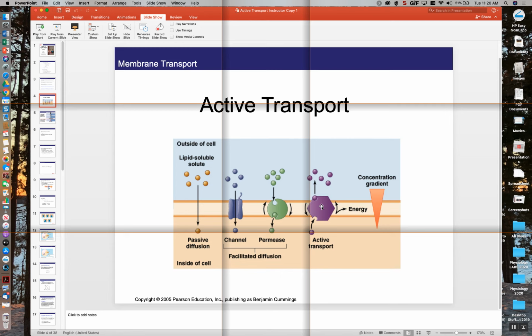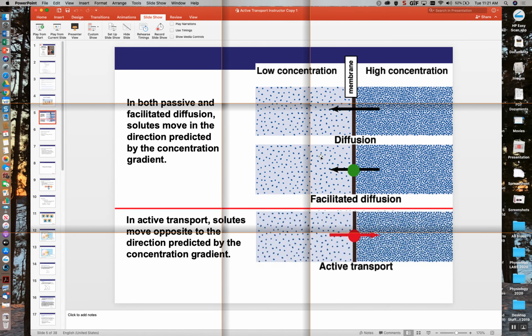Or sometimes you have these exchangers where it's using the gradient from one molecule, like the sodium gradient, to move a different molecule against its concentration gradient, right? You're using that energy of the sodium gradient. So at the bottom here, solutes move opposite to the direction predicted by the concentration gradient. Active transport: protein transporter is needed, energy is required, molecules can move from low to high. So that's how you would fill out the rest of that chart.